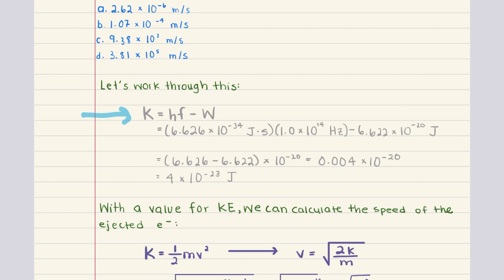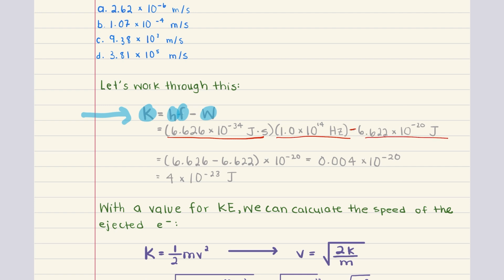This equation says that the kinetic energy of the ejected electrons is equal to Planck's constant multiplied by the frequency of the incident light minus the work function of the metal. Now we're given all three of these variables, so we can go ahead and just plug them in. Planck's constant multiplied by the frequency of the incident light minus the work function.